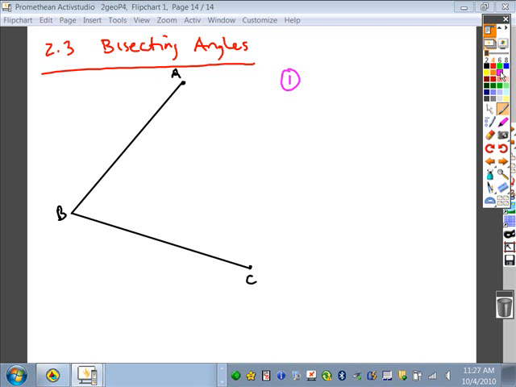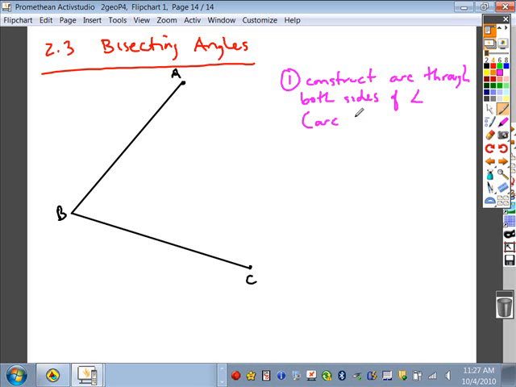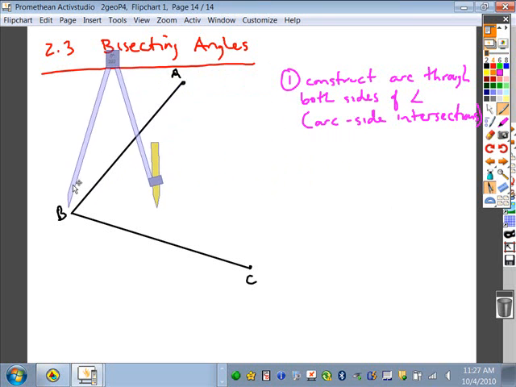The first step when you construct an angle bisector is you construct an arc that passes through both sides of the angle. And so you're creating the arc side intersections. So what that looks like is you place your compass tip on the vertex of your angle.